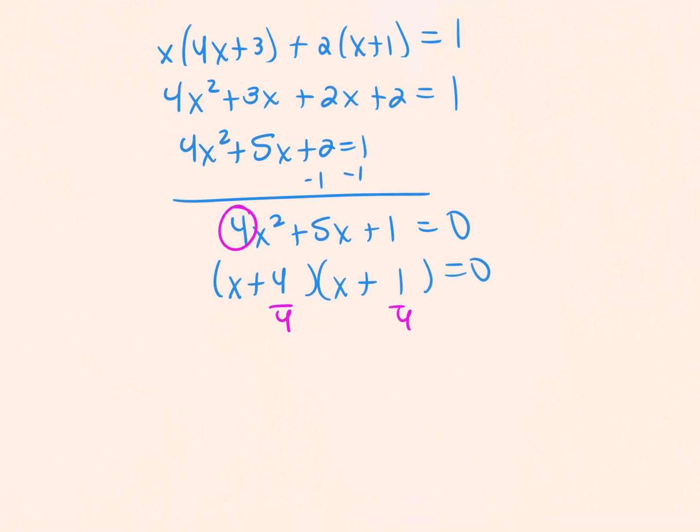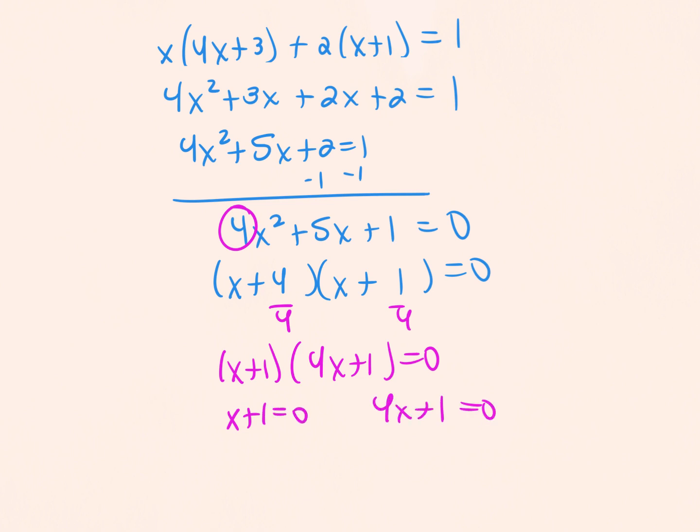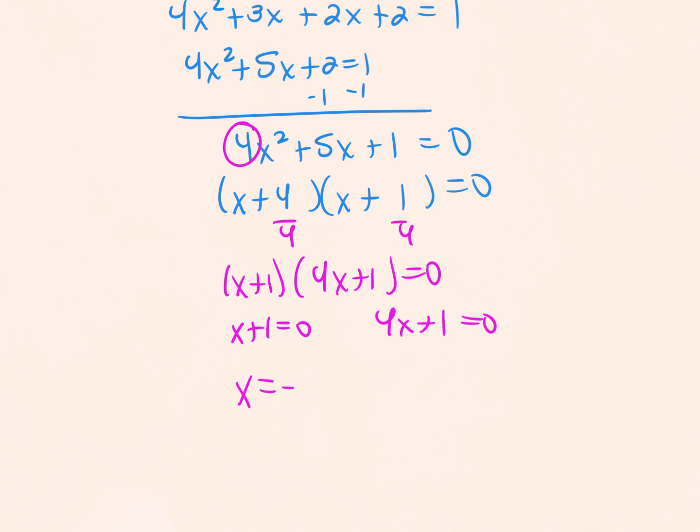Perfect. So I am left with x plus 1 and 4x plus 1, both equal to 0, yeah? So now if we solve them, x plus 1 equals 0, 4x plus 1 equals 0. So I have x equals negative 1, and I have x equals negative 1/4, yeah?